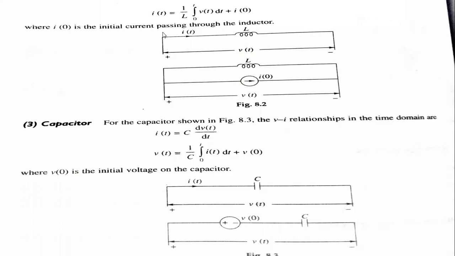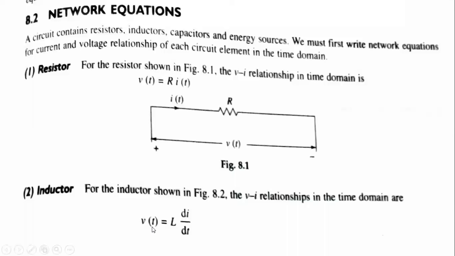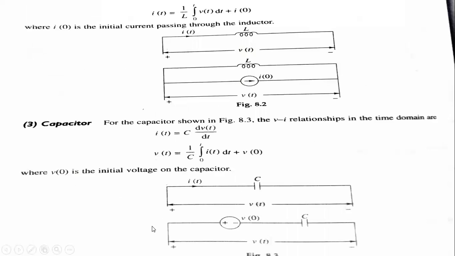I of t equals 1 by L integral from 0 to t of V of t into dt, plus I of 0. Because t will change every time, starting from 0, but we don't know exactly for how much time period it will be there. Why have I written I of 0 again? Because at the beginning it will be 0, but every time that will change. In the previous slide you have seen V of t; later on you can write the equation in I of t.